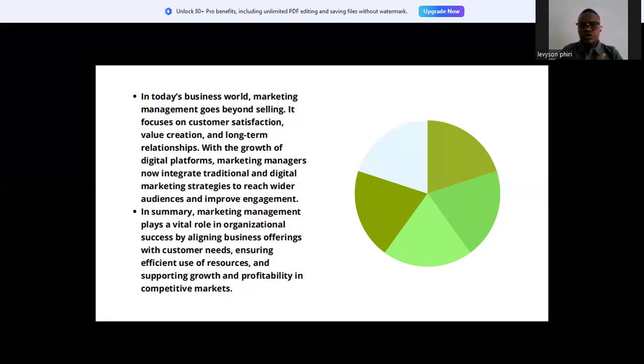So all in all, in summary, we can say marketing management plays a vital role in organizational success by aligning businesses' offerings with customer needs, ensuring efficient use of resources and supporting growth and profitability in competitive markets. That's in summary, and it's clearly stated.